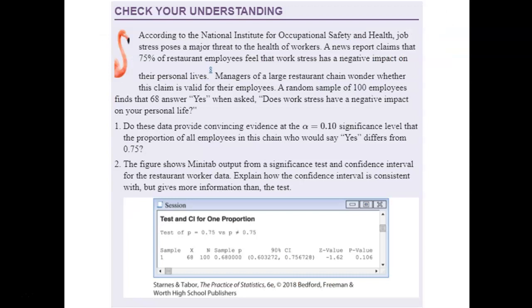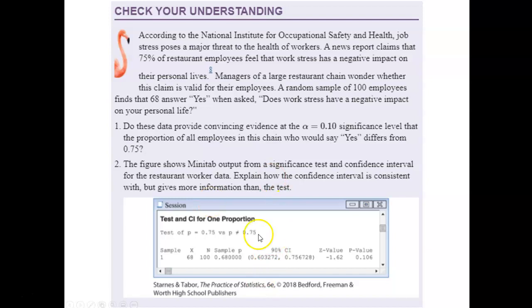All right, so question 2, we have this Minitab output for a significance test and a confidence interval from the restaurant worker problem above. Explain how the confidence interval is consistent with, but actually gives you better information than the significance test. So the significance test, here's all the data here. Here's the test itself. That's kind of nice. Here's the confidence interval for the 90% level, which coincides with our significance level of 10%.